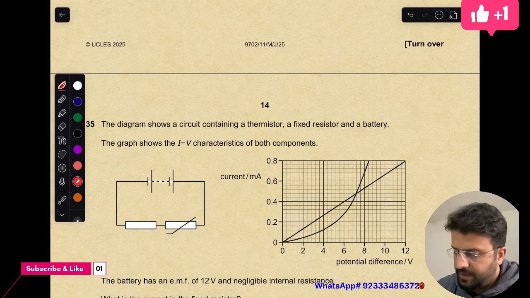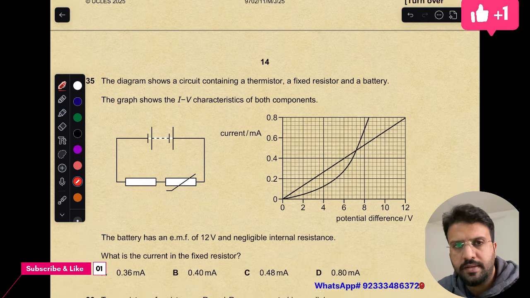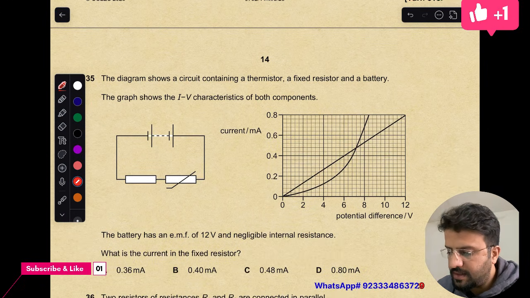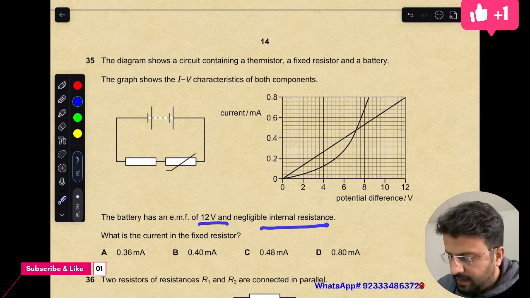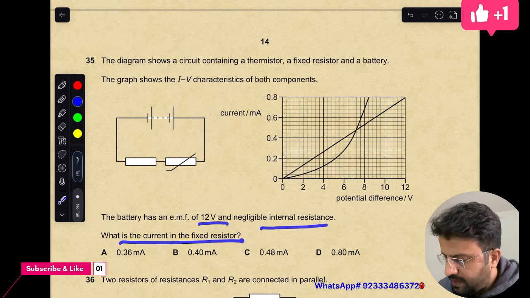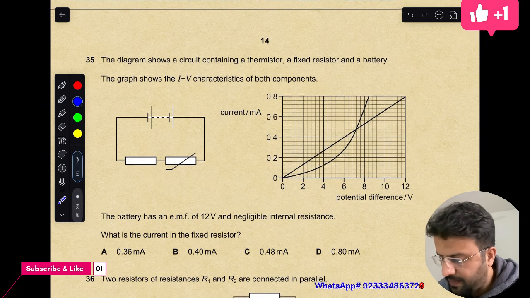Let's move to the next question. The diagram shows a circuit containing a thermistor, a fixed resistor and a battery. The graph shows the IV characteristic of both the components. The battery has the EMF of 12 volts and negligible internal resistance. What is the current in the fixed resistor?